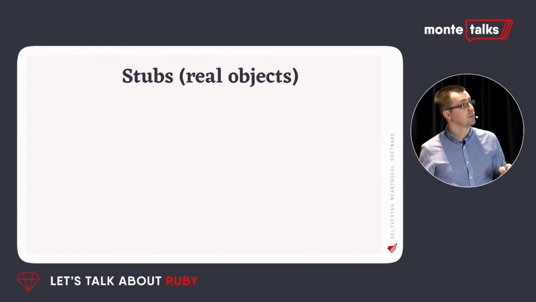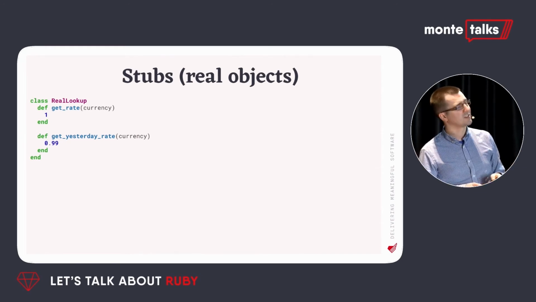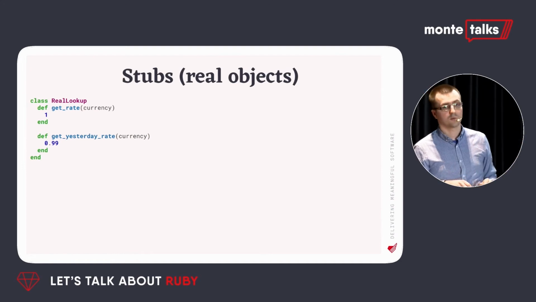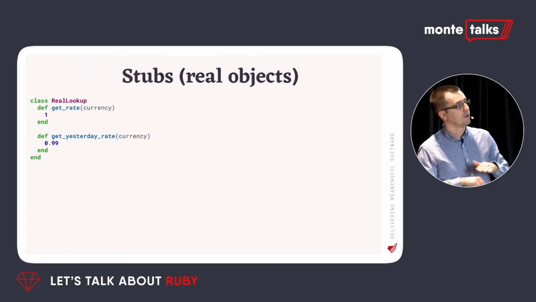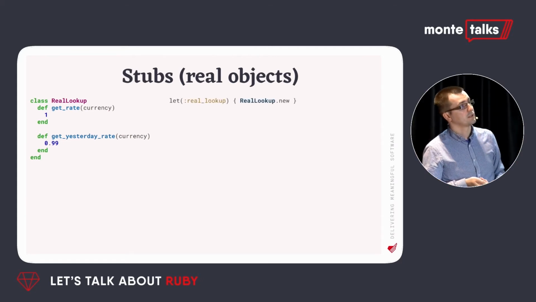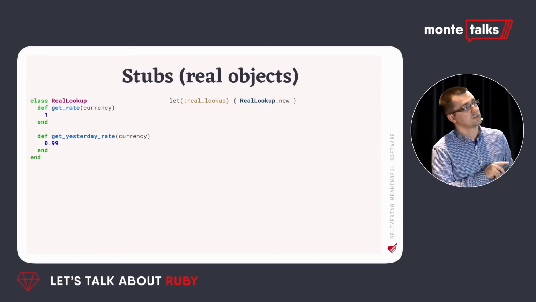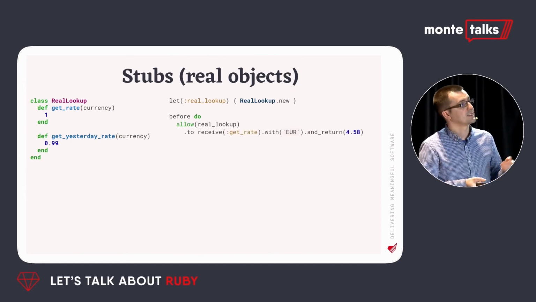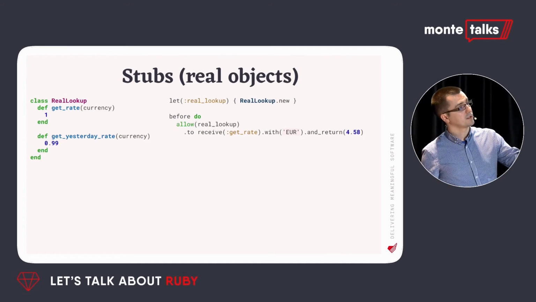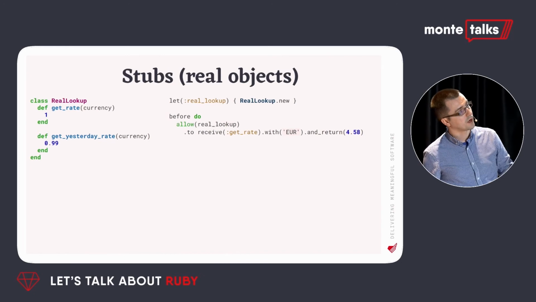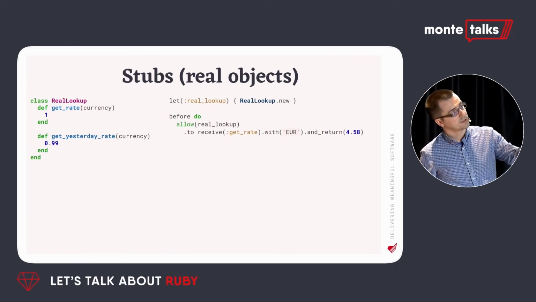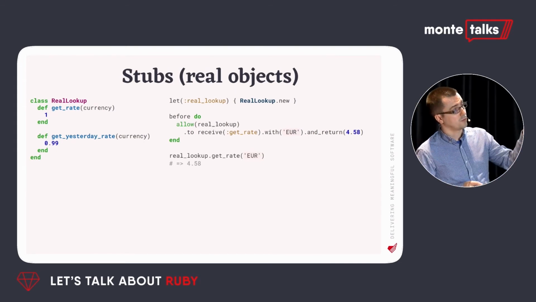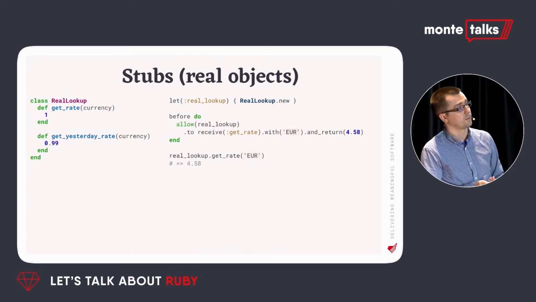Okay, you can also define a stub using a real object. And here, let's go with this weird implementation of real lookup, where the getRate method, regardless of what argument you put, always returns 1. And the second method, getYesterdayRate, with whatever you put, returns 0.99. And this time, let's use the real object, the real instance of the real lookup class. But you still can stub a method on this real object. For example, I can stub a getRate method on this instance of real lookup. If this method is invoked with the euro argument, it will return 4.58, right? Okay, it's fine, everything fine. If somewhere in the code I invoke this method on the real lookup, it will return 4.58, right?